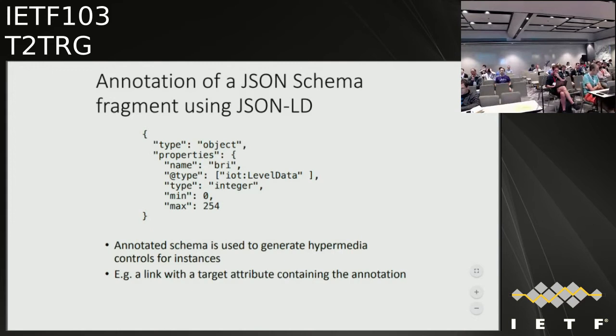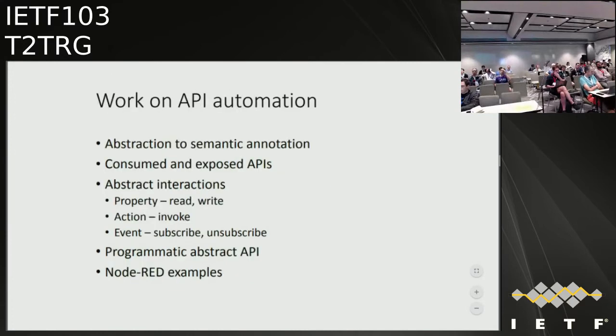Next slide, please. So some of the other stuff we're working on is API automation, and I think Ari talked about that. The idea is that a software application should be able to use our abstractions, which are the interactions like read and write property, invoke action, subscribe and unsubscribe from events. That could be the API. It could be a programmatic abstract API. Also, there's some idea about building templates around Node-RED. So here's some examples.